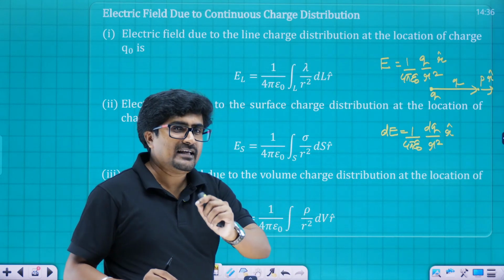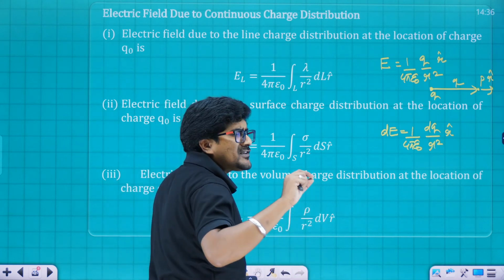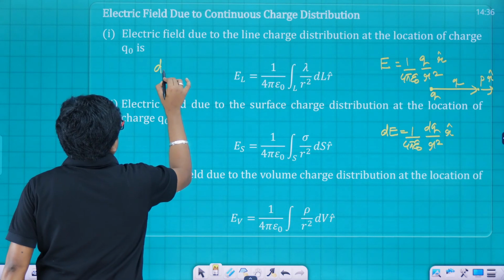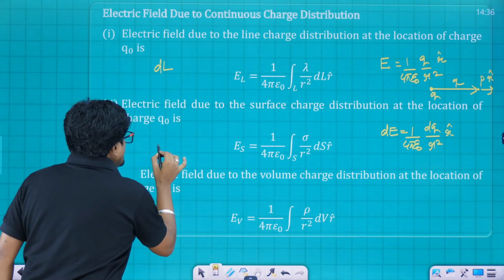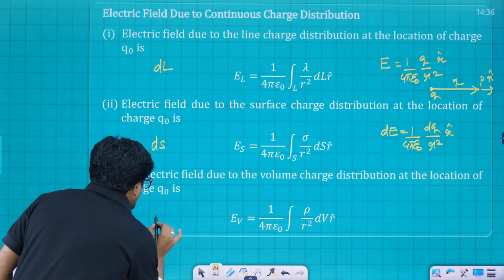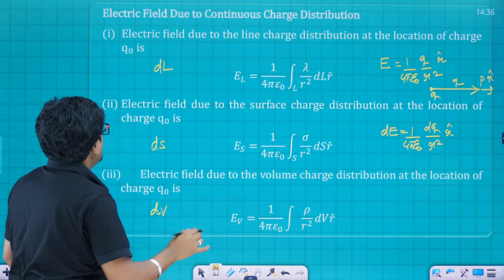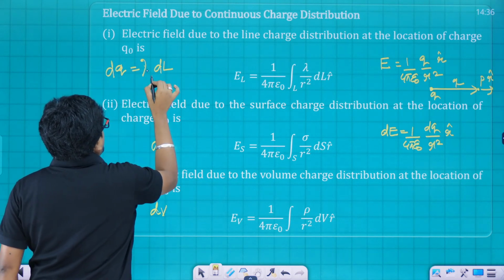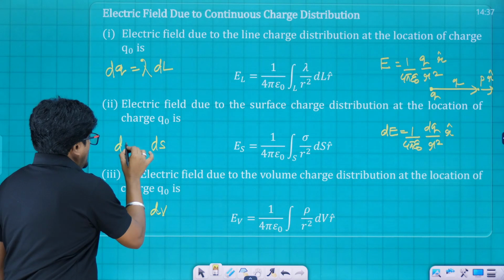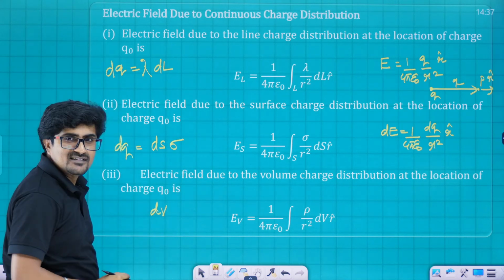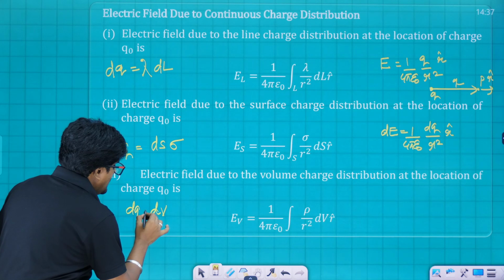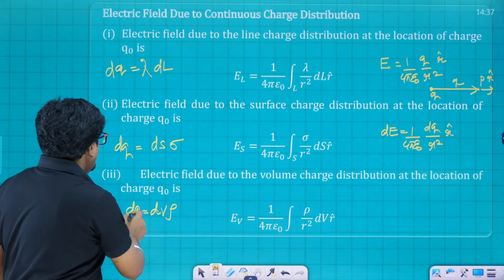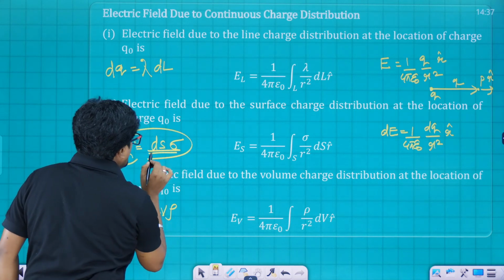Now instead of dq, if we are provided with a linear charge distribution, then for a small length of dl, and for a small area of ds, and for a small volume of dv, dq is going to be lambda into dl. Here dq is going to be sigma into ds, isn't it? And here dq is going to be what? Rho into dv. So instead of dq, this term will be considered.